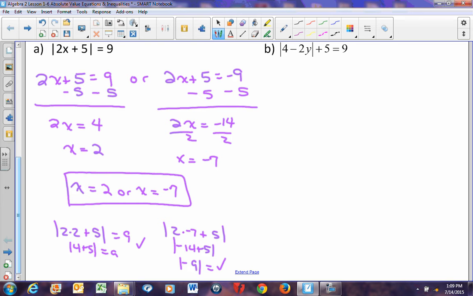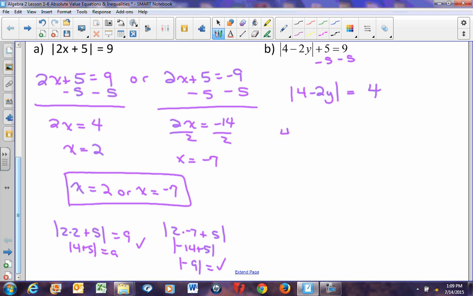Let's look at letter B. The absolute value of 4 minus 2y plus 5 equals 9. Before we can set this up to equal a positive and to equal a negative, we need to make sure that the only thing on one side of the equation is the absolute value symbol. That's very critical. So we can't set this up to be equal to 9 and negative 9 until we subtract this 5. So we'll subtract the 5 from both sides. Now we have the absolute value of 4 minus 2y equal to 4.